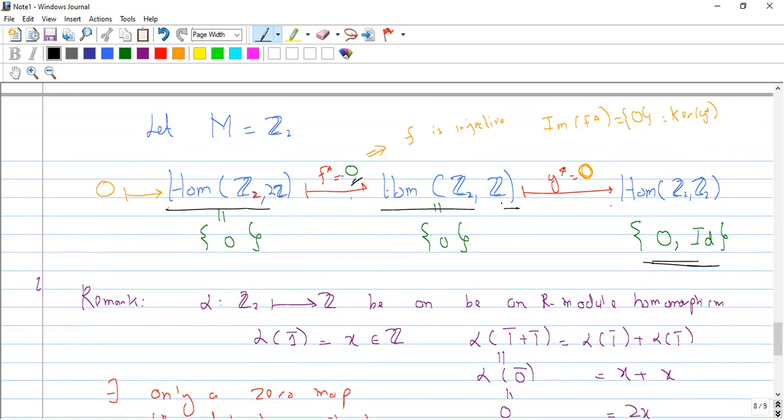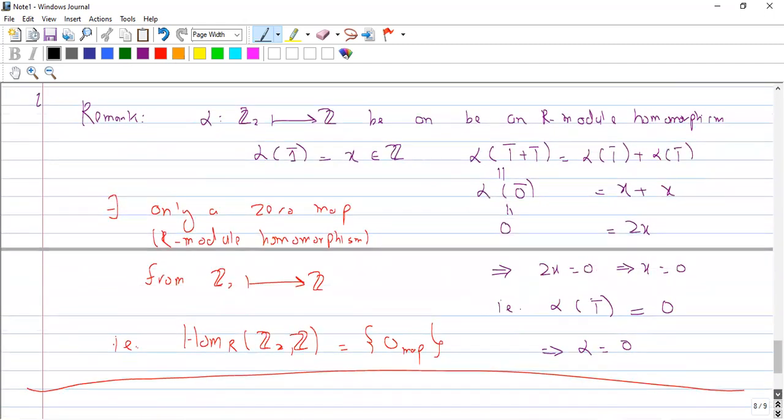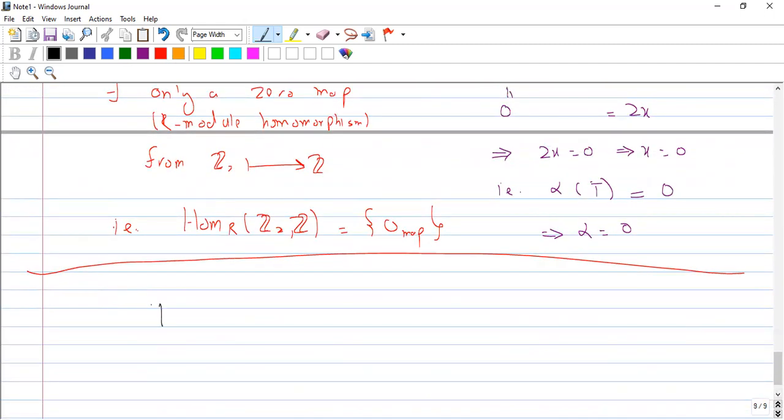तो जीरो मैप में जब मैं इमेज लूंगा, और इस तरह से भी ले सकते हैं कि इमेज ऑफ G स्टार, so you can see that image of G star, it is equal to zero and which is not equal to zero into the identity. तो identity का कोई प्री इमेज अवेलेबल नहीं है, so that's why we can say that G star is not a surjective map.